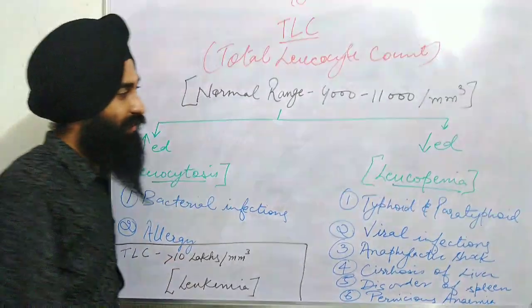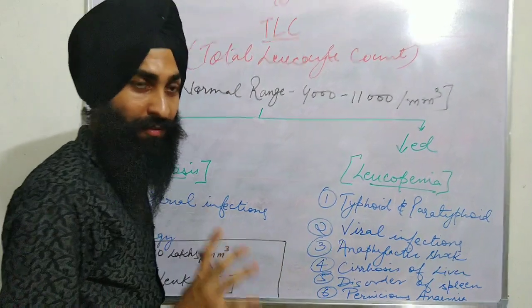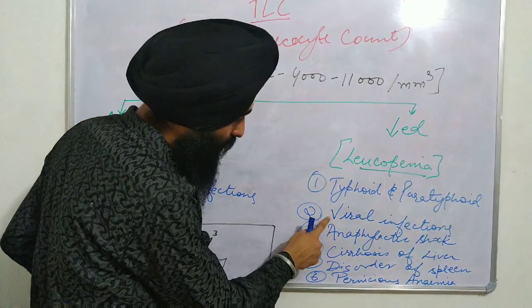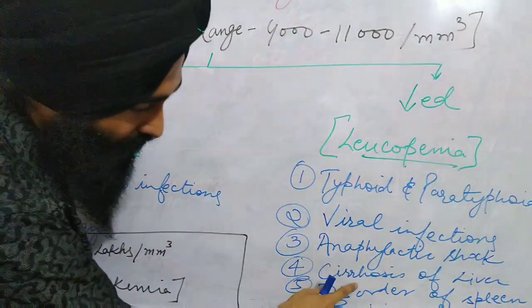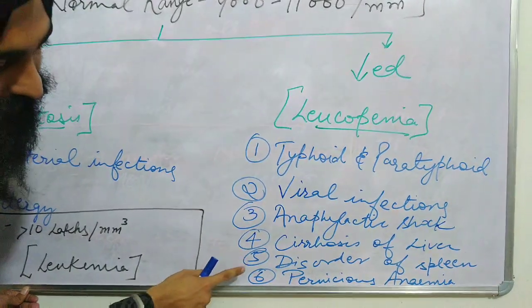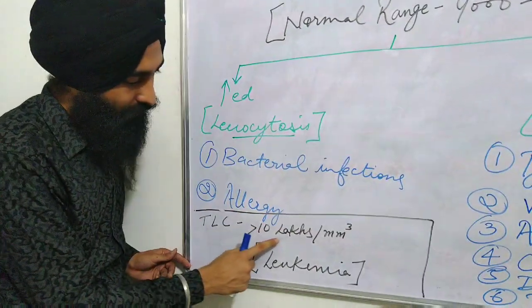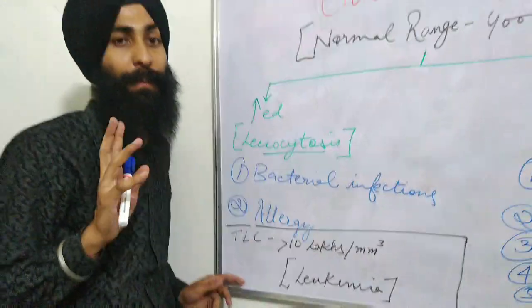Now another condition is decreased TLC, that is called leukopenia. So in leukopenia the conditions will be typhoid or paratyphoid, viral infections, anaphylactic shock, cirrhosis of liver, disorder of spleen and pernicious anemia. And one more thing to note down is if TLC is more than 10 lakh per cubic millimeter, the condition will be leukemia, that is blood cancer.